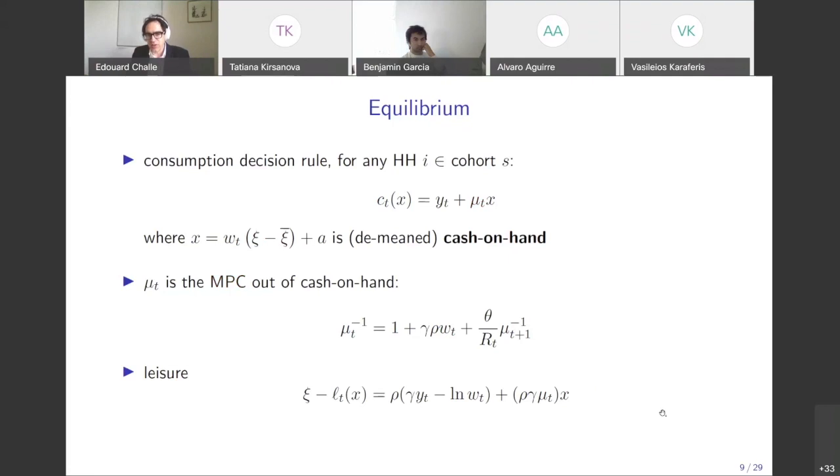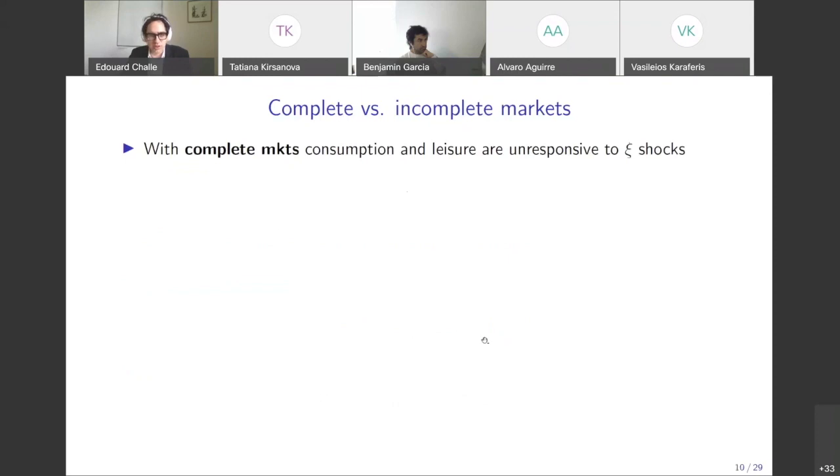Leisure here equally follows a linear policy rule. It's a linear function of X, the difference between the time endowment and labor supply. So there will be a common component here, which is average leisure, and an individual-specific component due to the dispersion in the individual state.